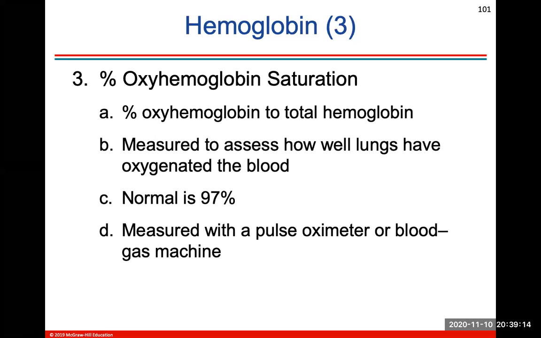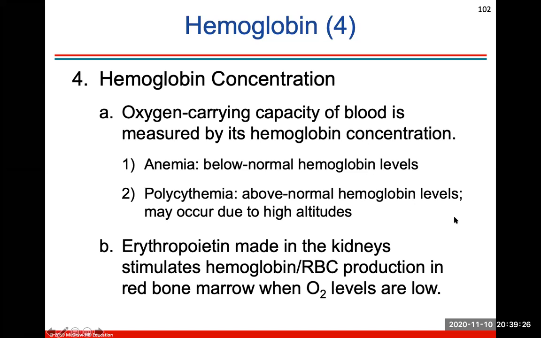Percentage oxyhemoglobin saturation is measured to assess how well the lungs have oxygenated the blood, and the normal is about 97%. You can measure this with a pulse oximeter or blood gas machine. Hemoglobin concentration: the oxygen carrying capacity of blood is measured by its hemoglobin concentration. Anemia is below normal hemoglobin levels, and polycythemia is above normal hemoglobin levels.